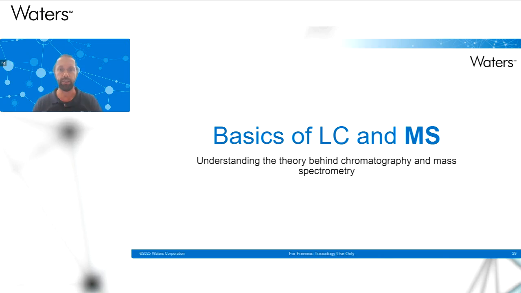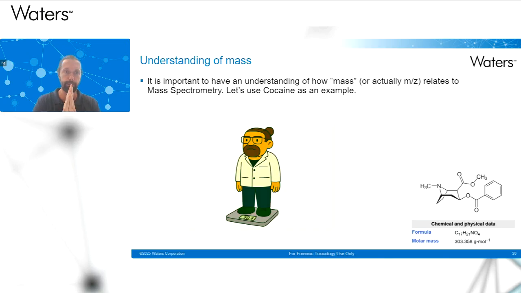Okay, now let's dive very quickly into some aspects of MS. So Martin, I hope that this is not your weight on the scale, 303. Oh, hang on. I see that we are looking at cocaine. Right, cocaine. It has a molar mass of 303. And of course, we are working with the mass spectrometer as well. And it is very important that we tell the software what mass we are looking at in the method.